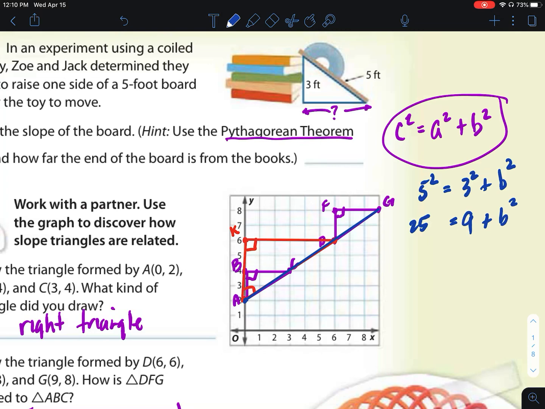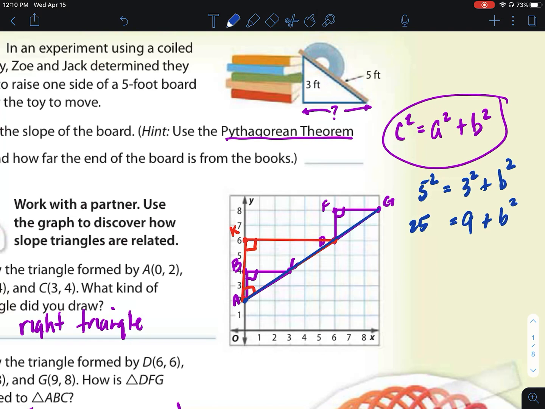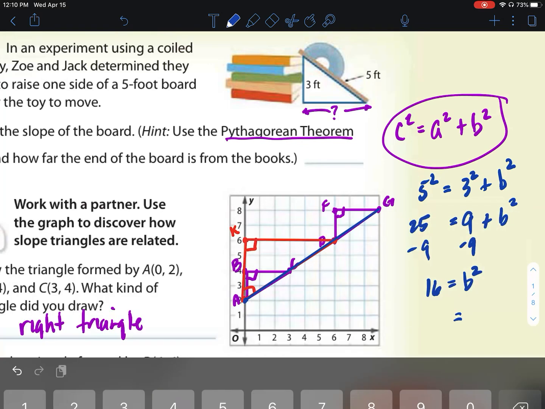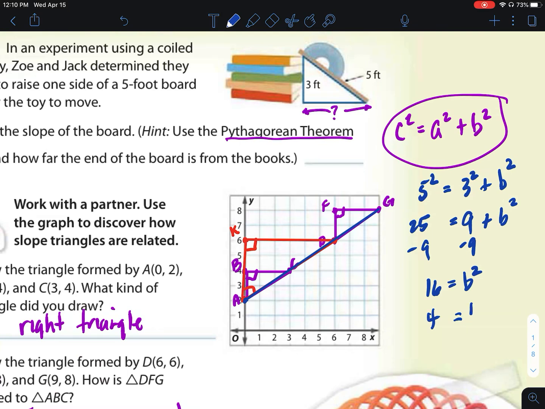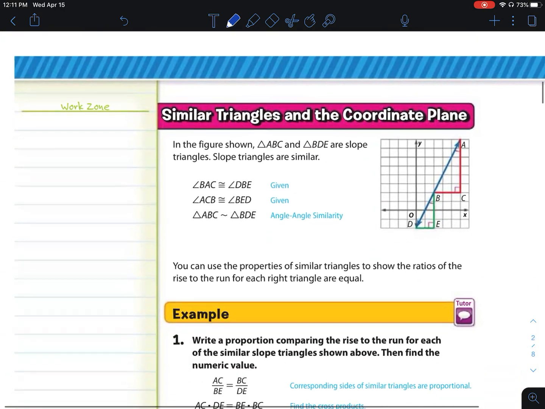Then we subtract 9 from both sides, and end up with 16 equals b squared. We take the square root of 16, and we end up with 4. So the length of this one is 4 using the Pythagorean theorem. So what does it have to do with our lesson? Let's find out.